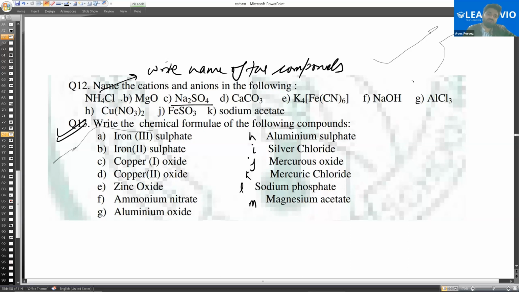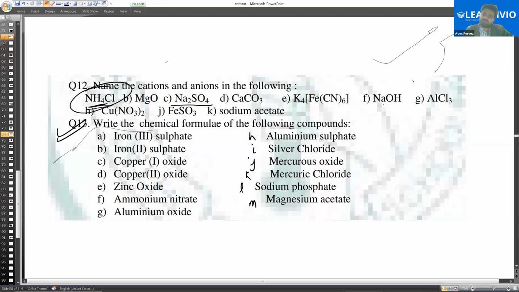Okay, let's discuss the first question. What's the name of the first compound? Sodium chloride. Yes, you, Sarah. What's the name of the first one? Ammonium chloride. Yes, you, Razi. What is the name? This is not sodium. This is ammonium. Ammonium chloride. Okay.